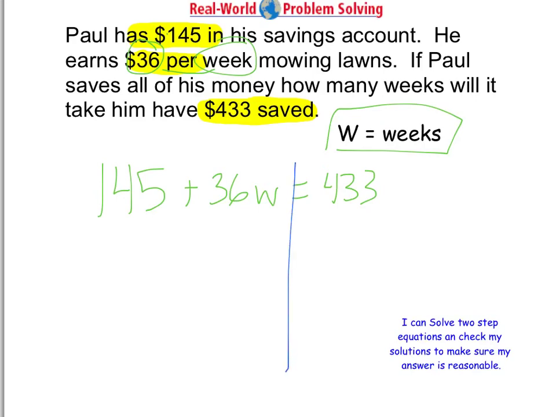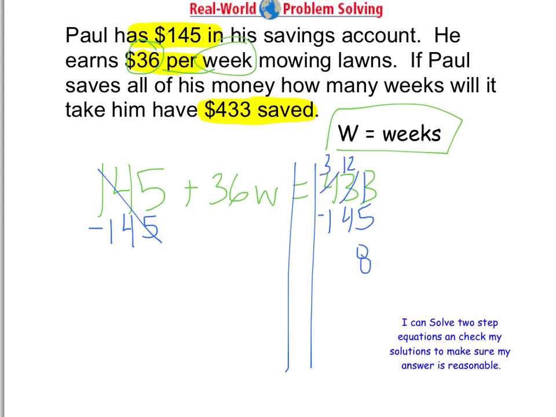Alright, first thing we're going to do is we're going to get rid of our addition or subtraction. So I'm going to subtract 145 from both sides. Alright, slow down when you've got big numbers. We don't want to make any mistakes. So I'm going to borrow here. 13, 8, 12, 8 again, and 288 is equal to 36 times W.